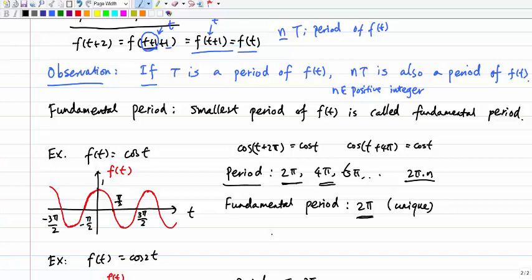It cannot be less, because cosine(t + pi) is not equal to cosine t; it's equal to negative cosine t. So this is not true, and it's not a period. So you cannot have a period which is less than 2 pi.